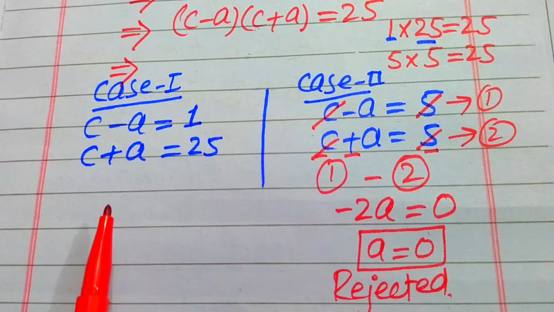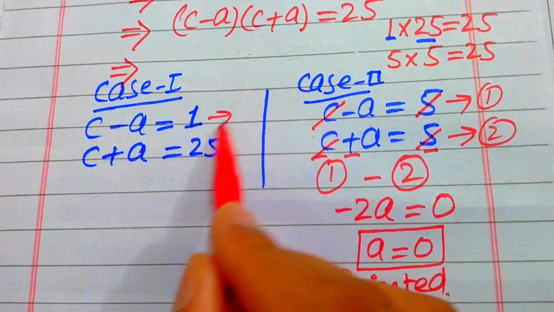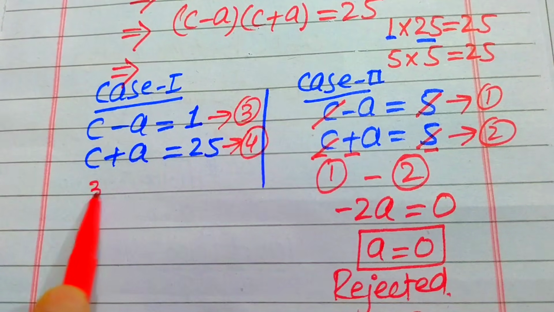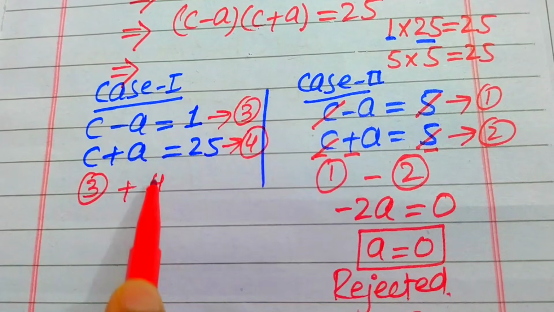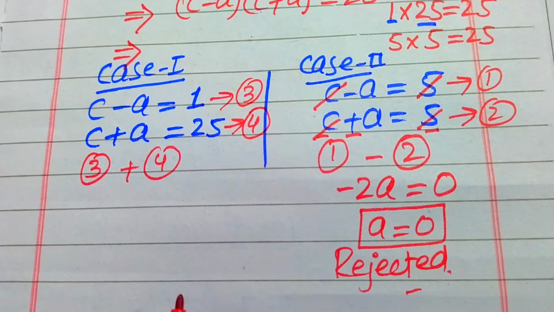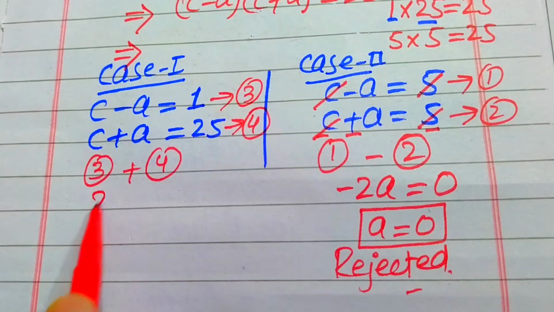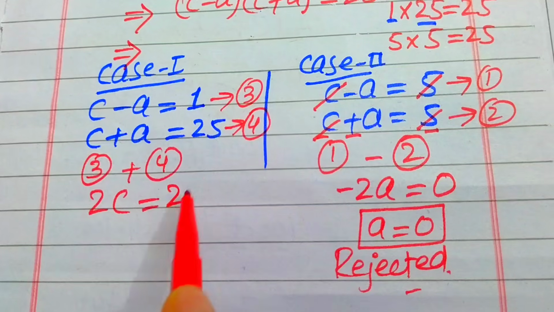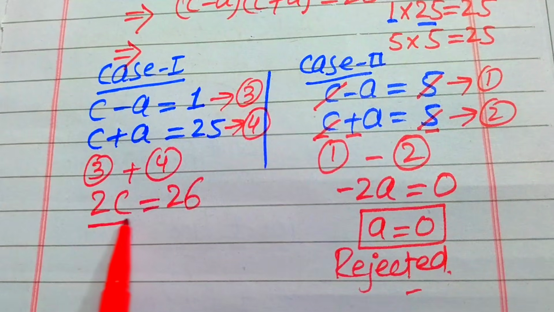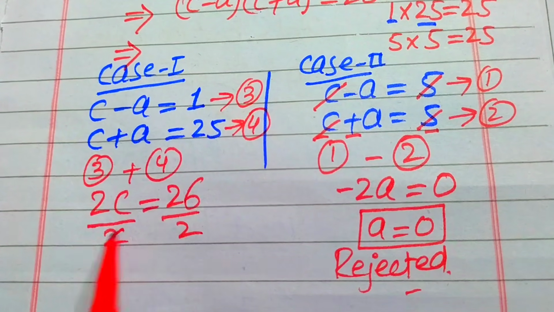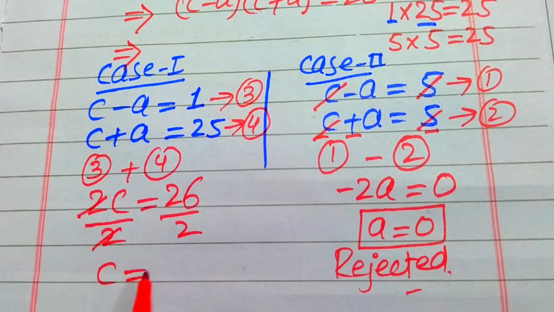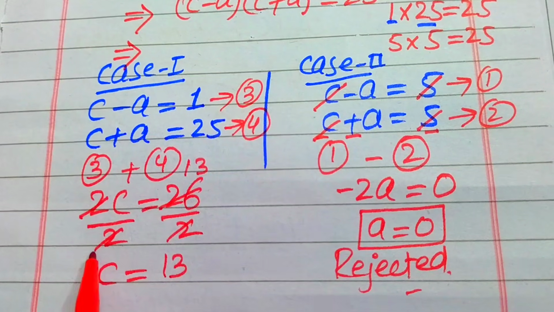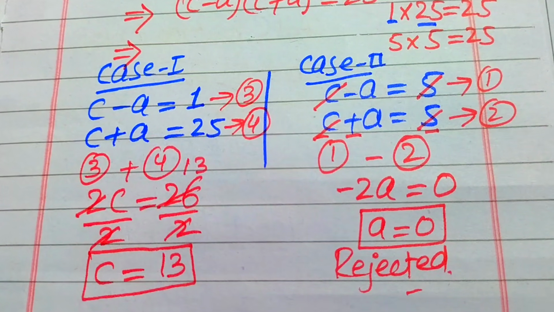In this case, we call this our equation number 3 and this our equation number 4. So here we sum up equation number 3 and equation number 4. When we add both of these equations, c plus c becomes 2c, minus a and plus a are gone, and we get 1 plus 25 becomes 26. So here we divide both sides by 2, and the 2 and 2 are gone, and we obtain c equals 2 ones are 2 and 2 threes are 6. So we get the value of c equals 13.